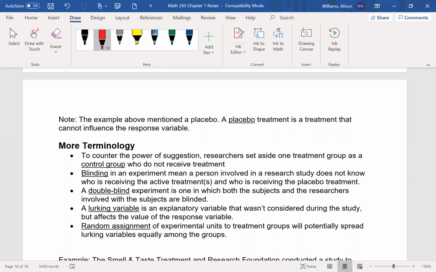A lurking variable is an explanatory variable that wasn't considered during a study. It is horrible. Lurking variables are the worst. It means that they did their experiment and all of a sudden they realized that they never took into account that maybe something else is going to affect them.